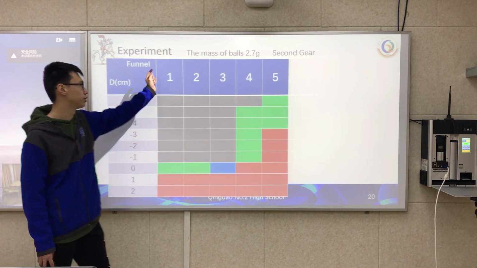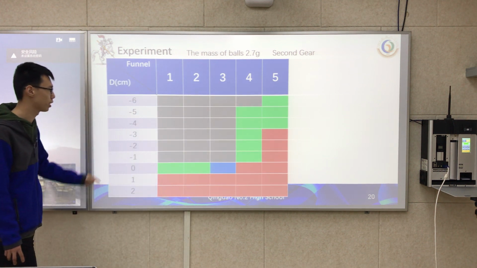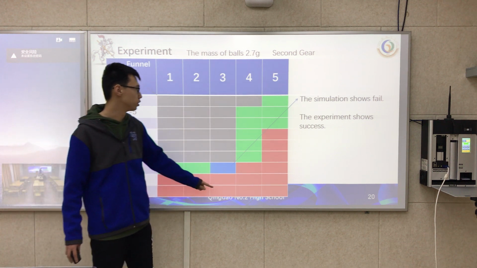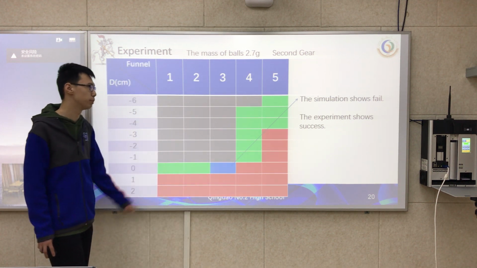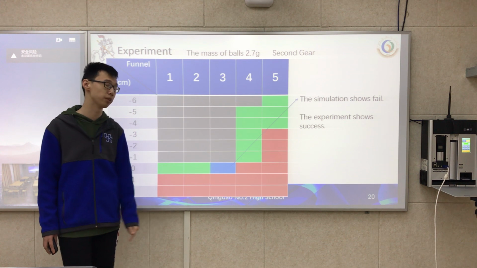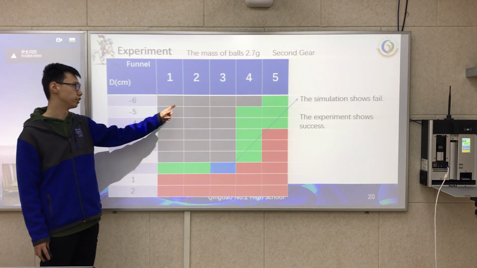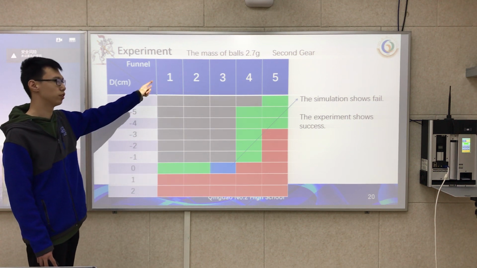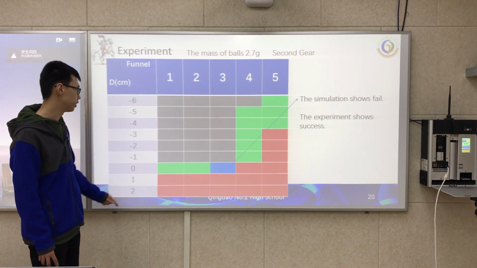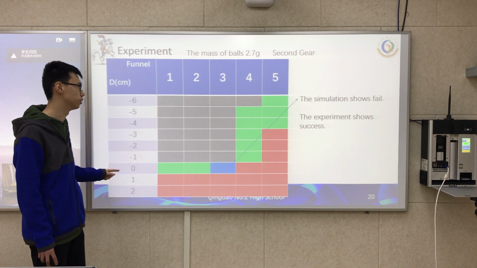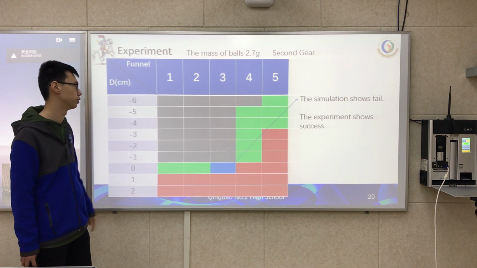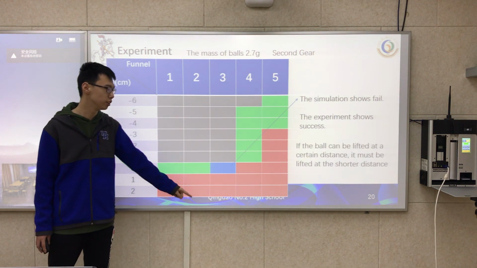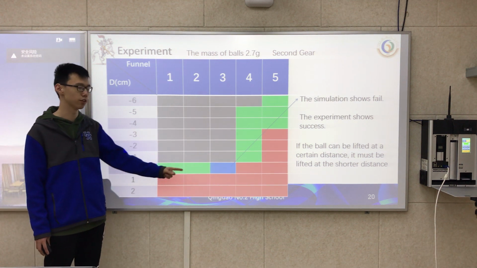And also we control the mass of the balls and use the second gear of the blower. We can export this form of result. The blue cells mean that the simulation shows that the ball cannot be lifted up, but the experiment shows that the ball can be lifted up. And the green cells here mean that there's no data because, for example, for the type 1 funnels, the distance between the ping pong ball and the bottom of the funnel cannot be minus 1 millimeter, so there's no data here. We can see that if the ball can be lifted up at a certain distance, it must be lifted up at a shorter distance.